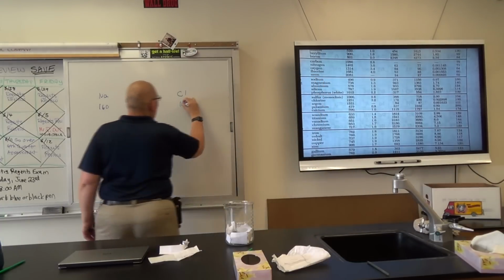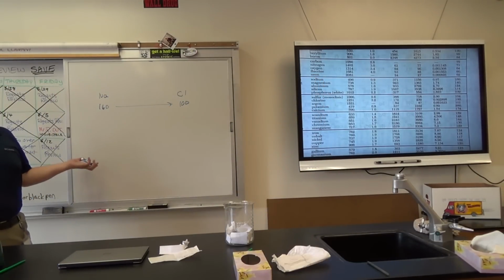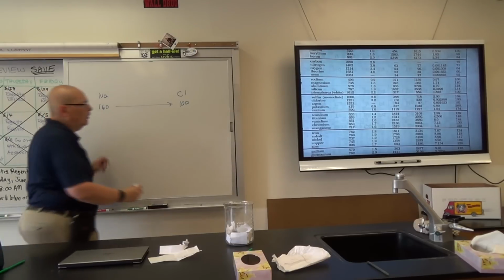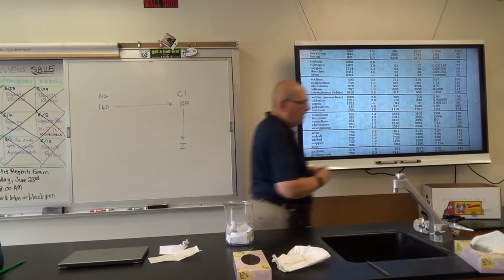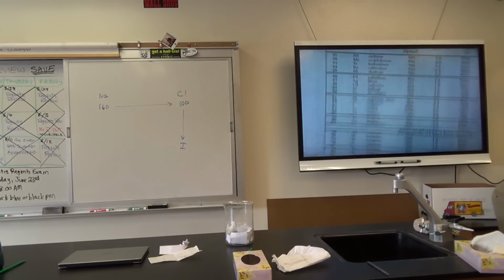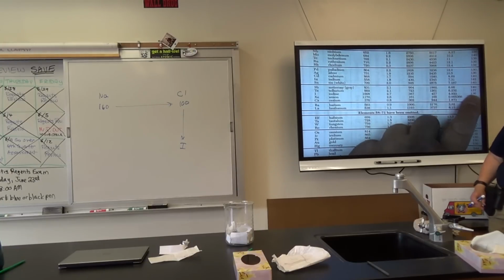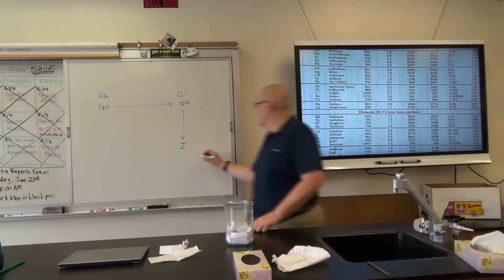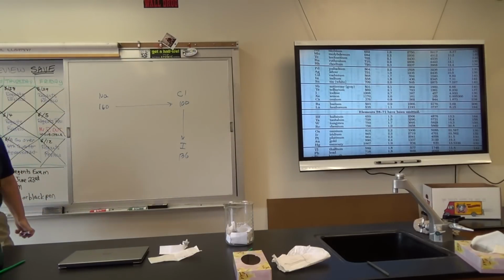So what's happening to radius as you go from sodium to chlorine? Decreases. What about if you go from chlorine to iodine? Well, iodine has a radius of 136. So what happens to radius as you go from chlorine to iodine?